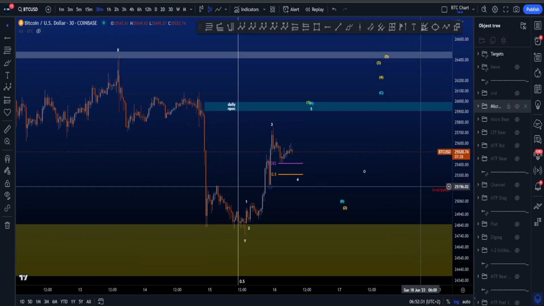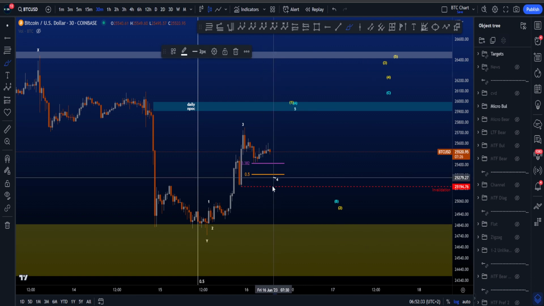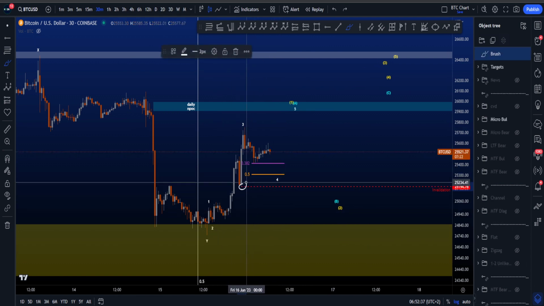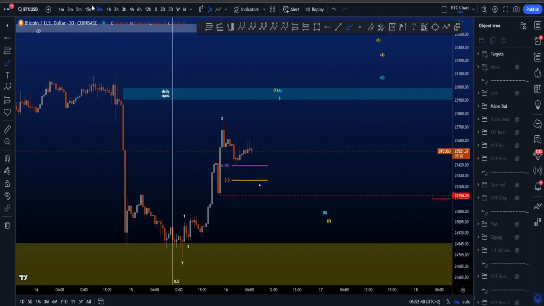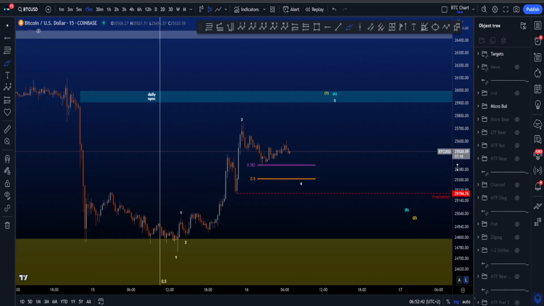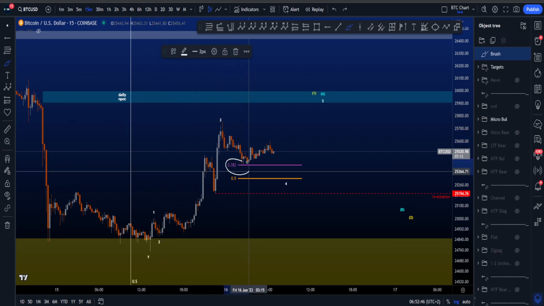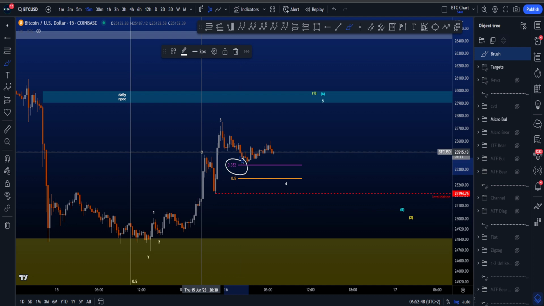But then in this move towards the upside, this wave 4 in white is not allowed to go below the 0.5 and especially this 25.2k level. So if I go to the 15-minute time frame, these fibs are pulled from the low of 2 to the high of this wave 3 at the moment, finding support on the 0.382, which is a common target for wave 4.